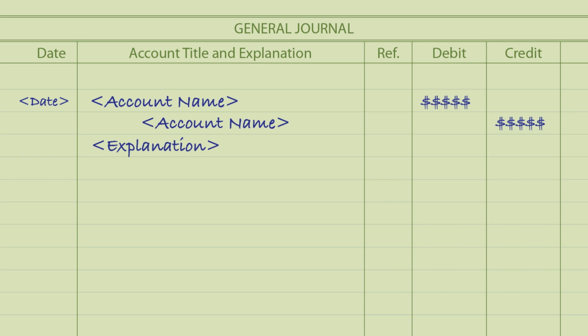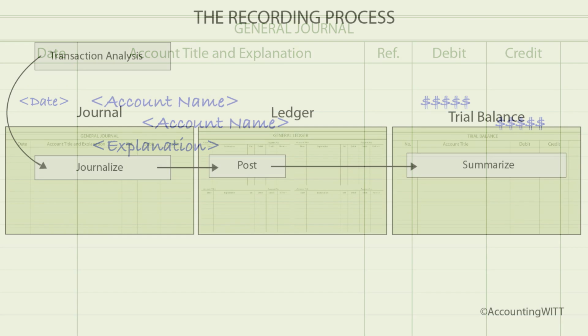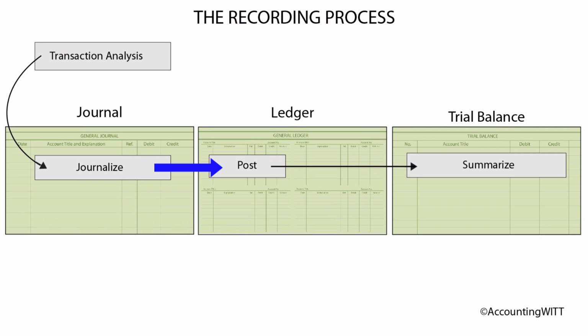As a review, the journal is a chronological listing of all transactions of a business. Each journal entry consists of at least one debit and credit entry for each account affected by a particular transaction. After a transaction is journalized in the journal, it is time for the next step of the recording process.